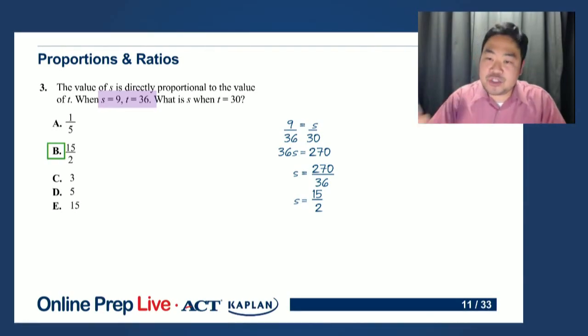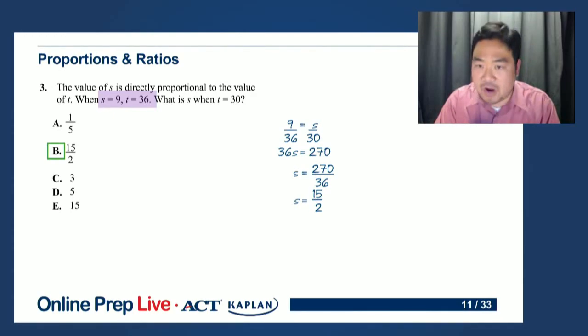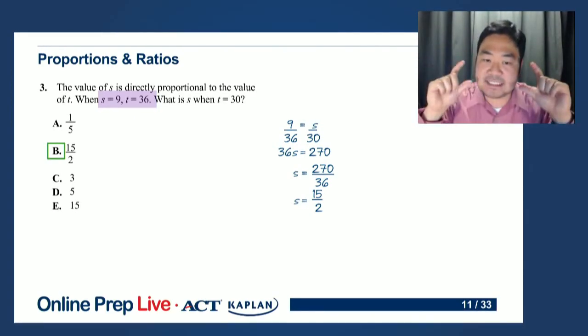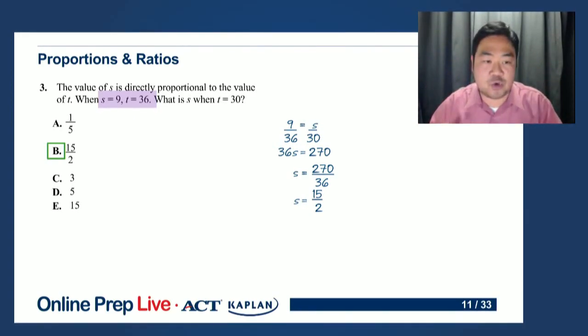Okay. So when you see the question says directly proportional, think to yourself, all right, directly proportional means I'm seeing two things that are equal to each other. Set up two ratios equal to each other. Great work on this question. 88% of you knocked this one out of the park. 15 over 2 is your correct answer.